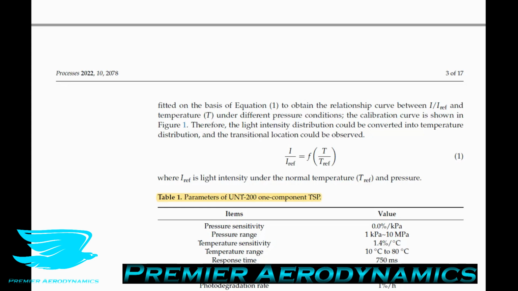The calibration curve is shown in figure 1, so we'll go through this briefly. As I mentioned, the equation they use to determine the temperature is very simple. First of all, we need to have a reference illumination or a reference intensity level. You then need a reference temperature level that was taken at. You then have the intensity of your object now. From there, you can calculate the temperature very easily: it's the I, which is the intensity you've measured, divided by the reference intensity, times the reference temperature, and then you get T out. It's very easy, the temperature out.